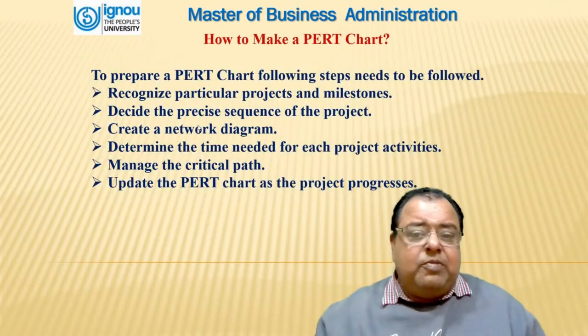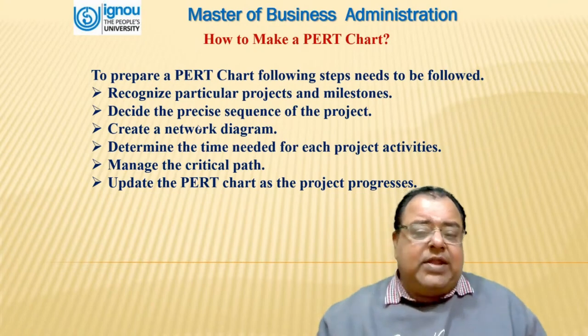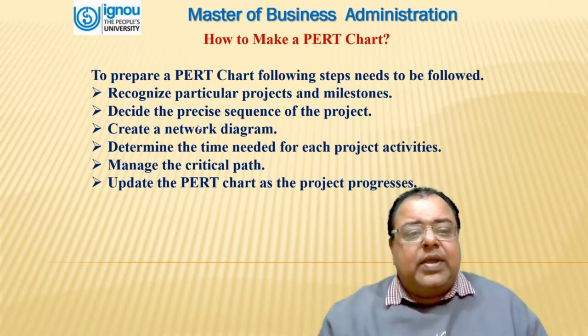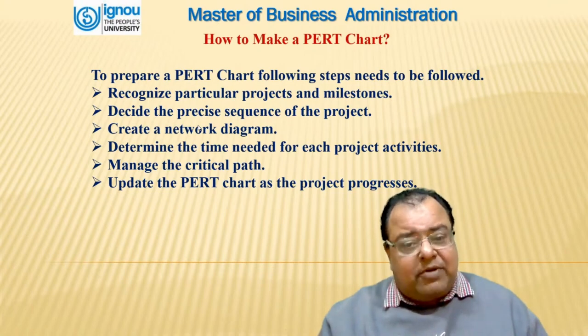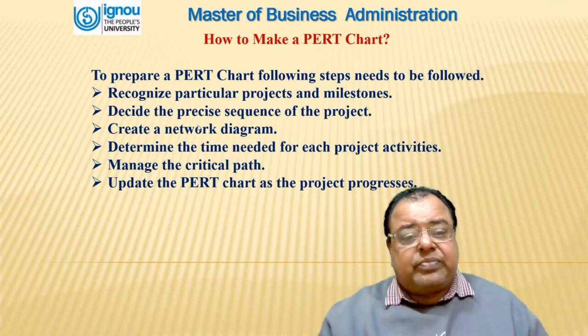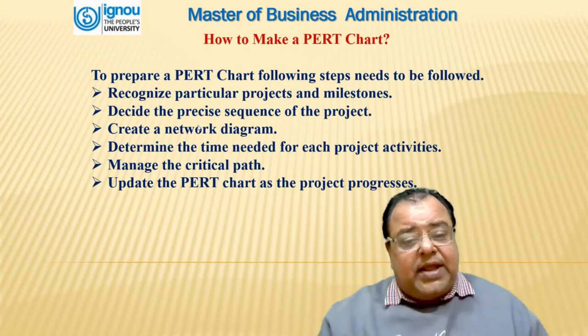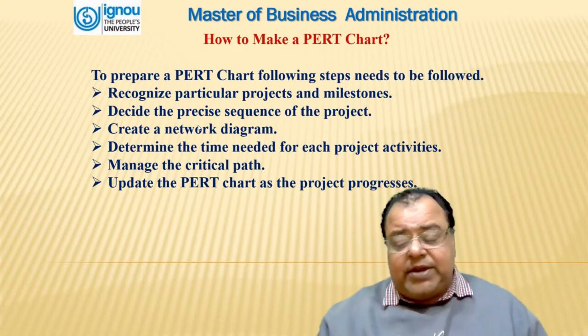Now, how to make a PERT chart? To prepare a PERT chart, the following steps need to be followed. Recognize particular projects and milestones. Decide the precise sequence of the project. Create a network diagram. Determine the time needed for each project activity. Manage the critical path and update the chart as the project progresses.